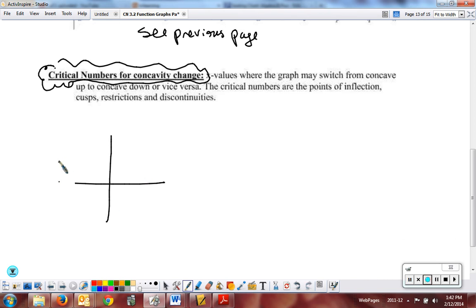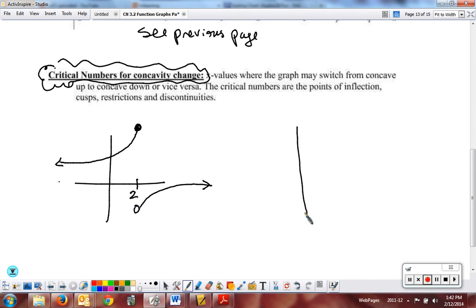I could have a graph that comes in, does this, comes down here, and does that. Did I switch concavity? Do I have a point of inflection? Oh, did I ever say that points of inflection had to be continuous at that point? I did not. I said that it's a point of inflection if it switches. So this does have a point of inflection. It happens to be at x equal to whatever this value is. We usually go at x equal to 2. There is a point of inflection.